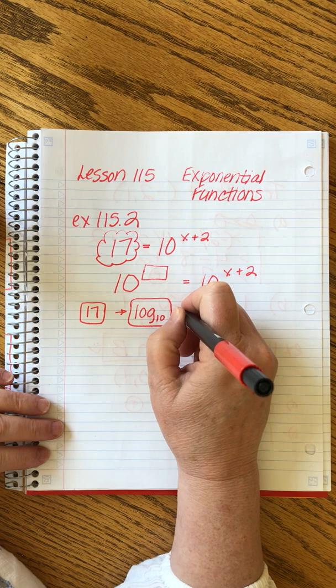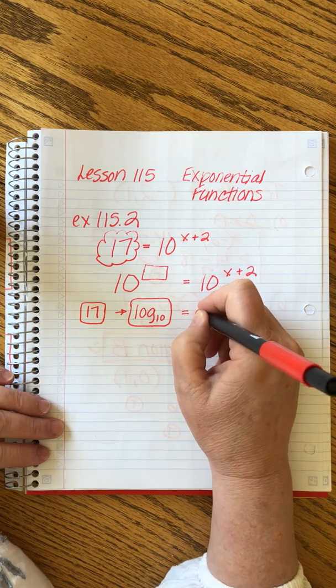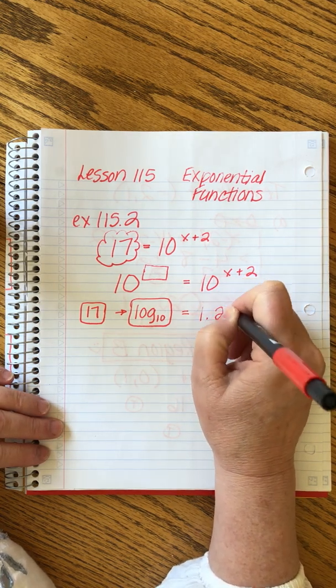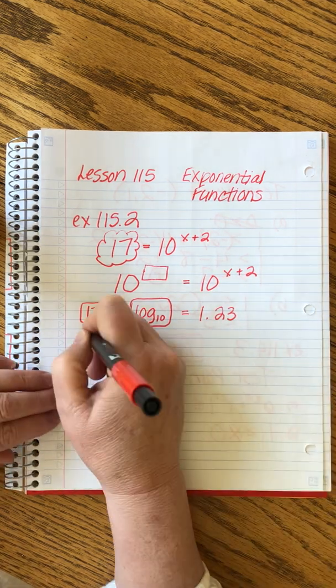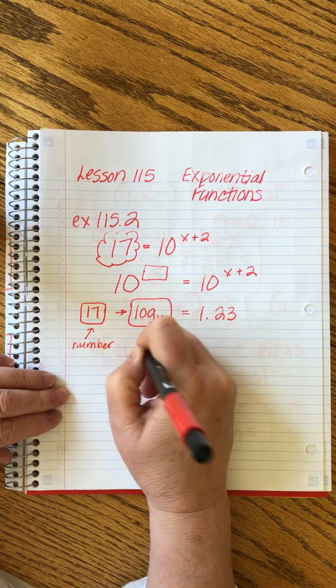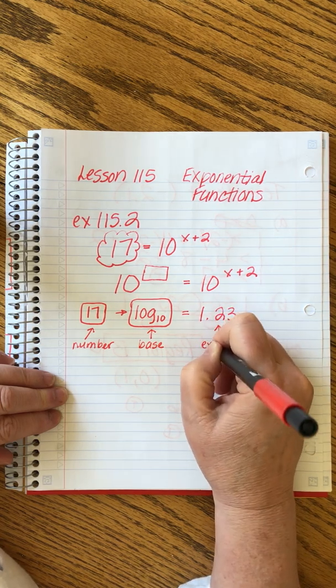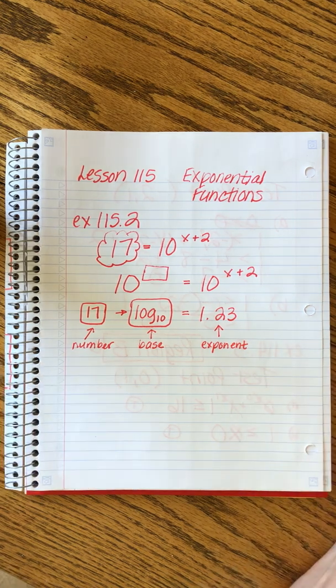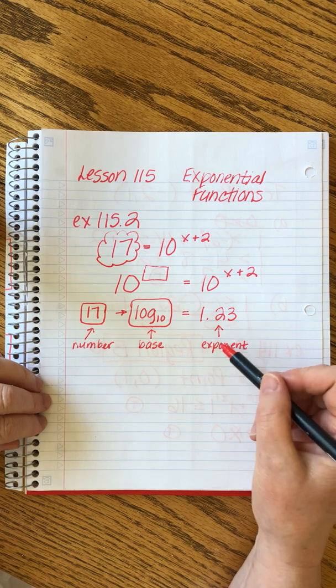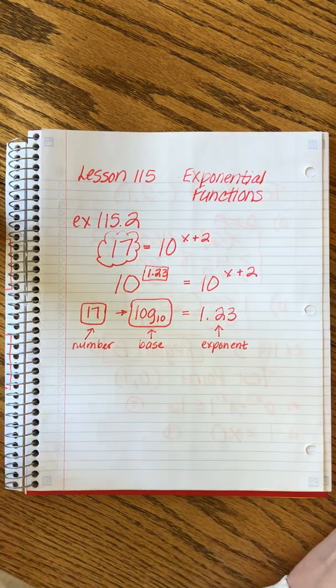And it will tell you, I don't think you need to hit the equal sign, but what you will get is 1.23. This button drives the base, and the calculation gives you the exponent. Interesting, right? So now we can take this exponent and put it here, 1.23.